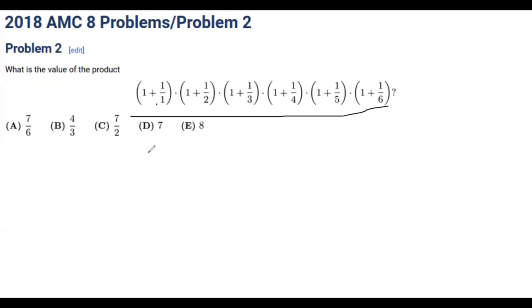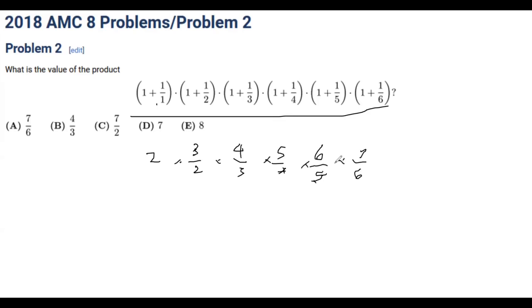So 1 plus 1 over 1 is 2. 1 plus 1 half is 3 halves. 1 plus 1 third is 4 over 3. 1 plus 1 fourth is 5 over 4. 1 plus 1 fifth is 6 over 5. And 1 plus 1 sixth is 7 over 6. Right, and these are all being multiplied together.